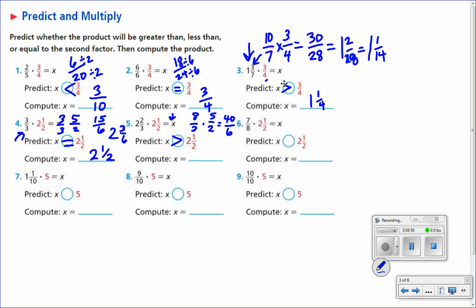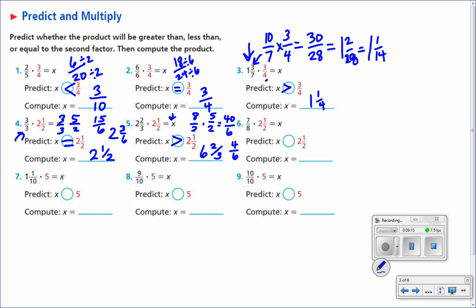6 goes into 40 how many times? 6 with 4 6 remaining, which is way more, right?